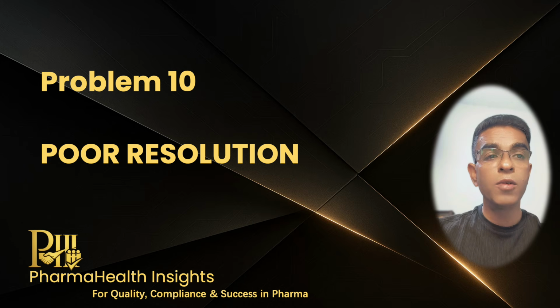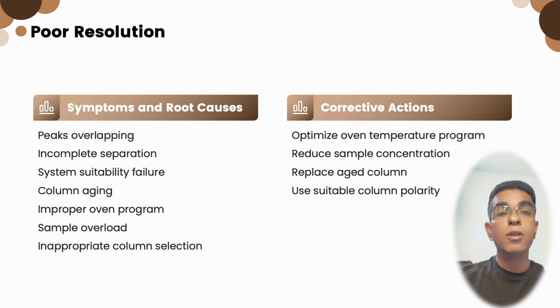Now let us discuss a problem where peaks are present but separation is not adequate. Poor resolution means peaks are not properly separated, making quantification unreliable. This issue may appear gradually as column efficiency decreases over a period of time. Improper oven temperature ramp or excessive sample loading may also contribute to it. Optimizing oven program and reducing sample concentration may improve separation. However, when the column efficiency is lost, replacement becomes unavoidable.